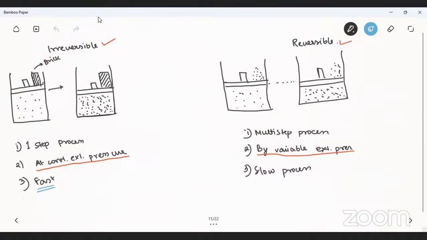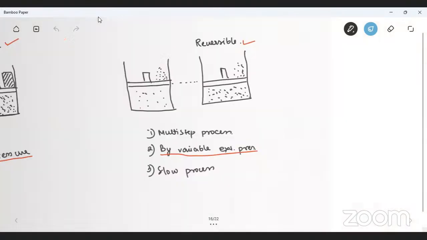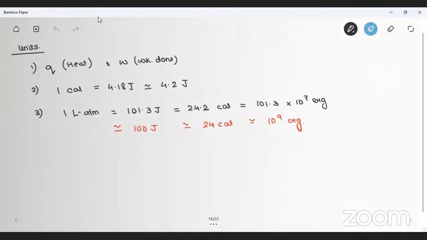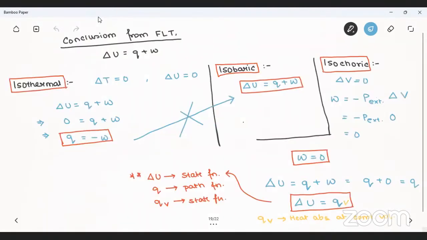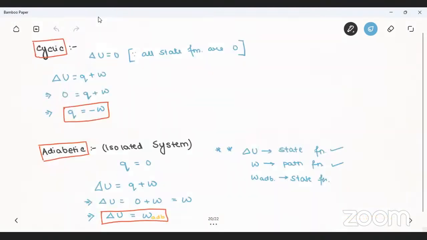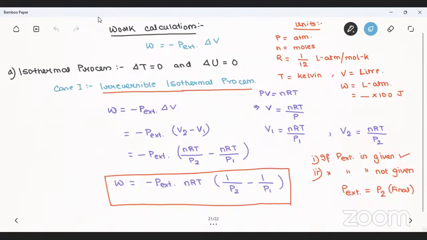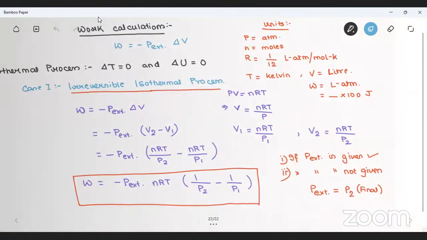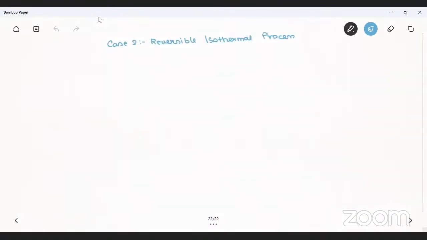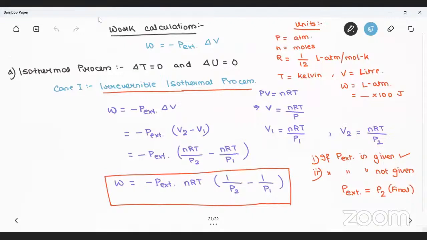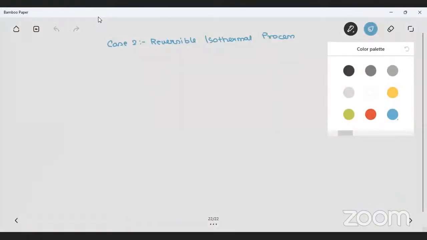Remember one thing. If anytime in your question it is mentioned that it is a multi-step process, multi-step process means you have to understand that there will be an integration. Now let's start with this sum.